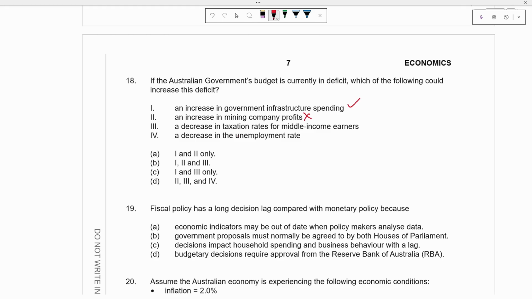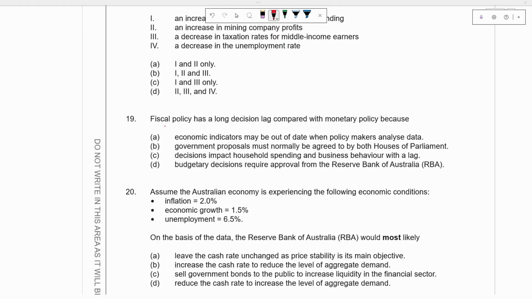3, a decrease in taxation rates for middle income earners. This one is correct, as it would mean middle income earners have to pay less to the government, therefore the government will earn less taxation revenue, which would increase the deficit. 4, a decrease in the unemployment rate. This one is incorrect. If the unemployment rate decreases, this means more people are working. If more people are working, the government will earn a higher income tax revenue.